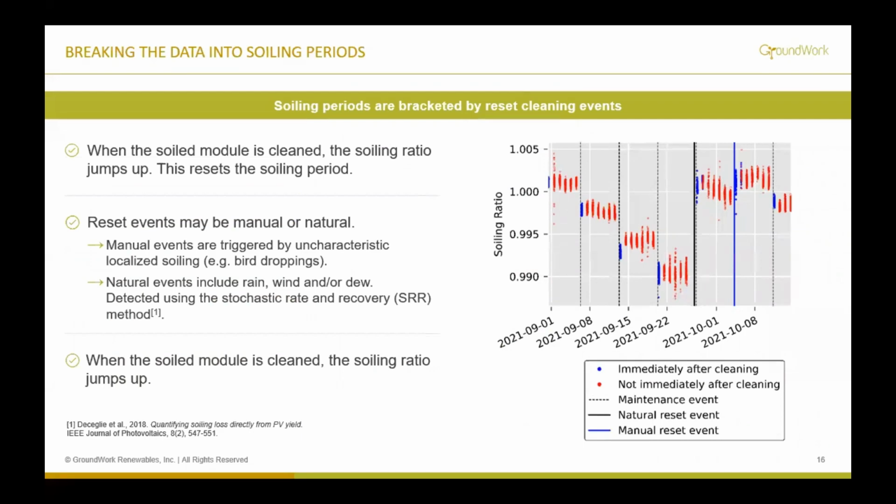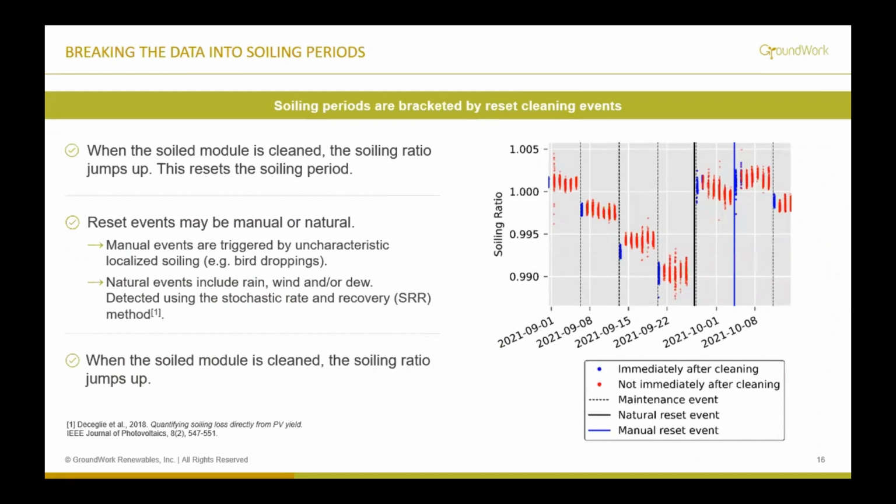I think I already mentioned that manual resets are when the technician actually goes out there and physically cleans that soiled module. And natural resets are mediated by typically weather, rain, wind, or dew. And we found that the stochastic rate and recovery method, which I think is actually built into RdTools, provided some really good guidance for determining automatically when a cleaning event occurs. So, a cleaning event is really characterized by a jump up in that soiling ratio.